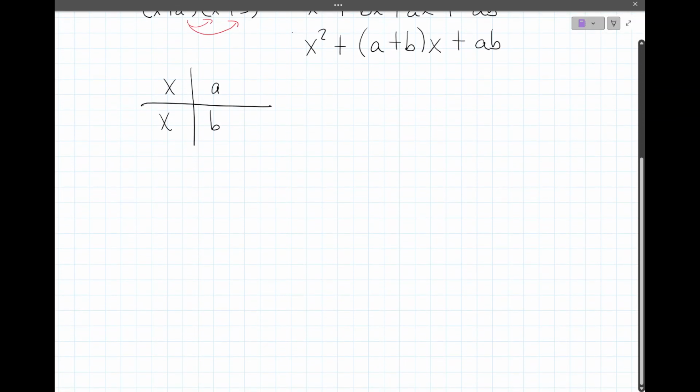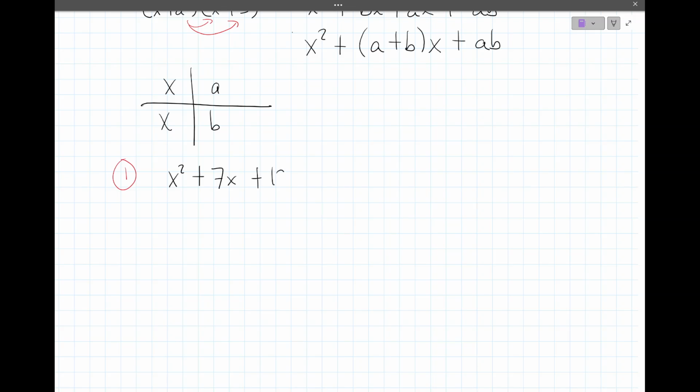So when we're doing this, let's take a look at an example. Let's look at example 1, x squared plus 7x plus 12. If it's going to fit our original format, we need two numbers, a plus b, that equals 7, and two numbers, a times b, that equal 12. We're just going to have to pick from the factors of 12 to make it work. So I could do 1 and 12.